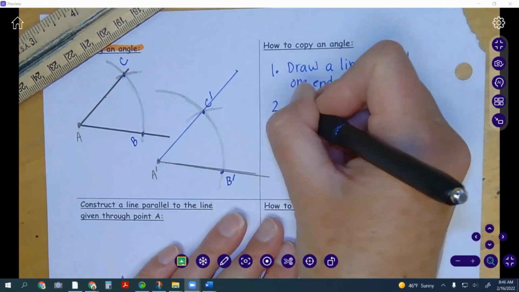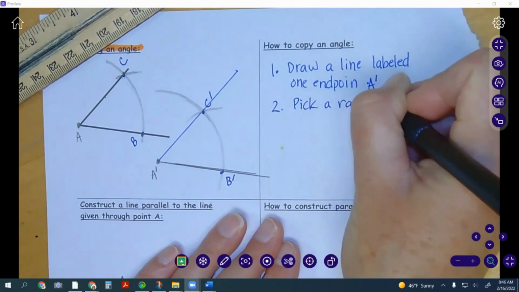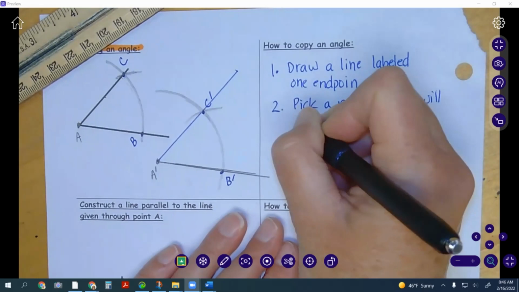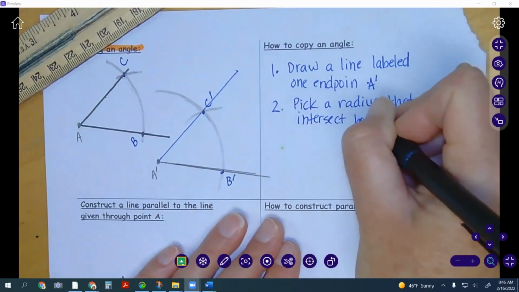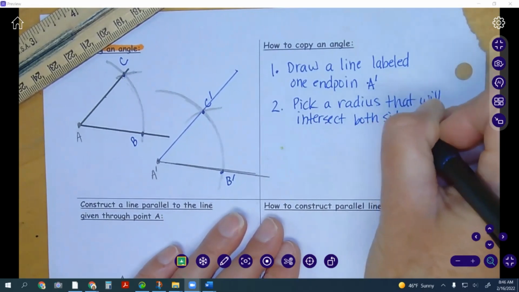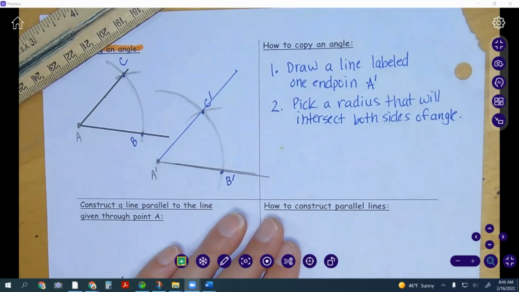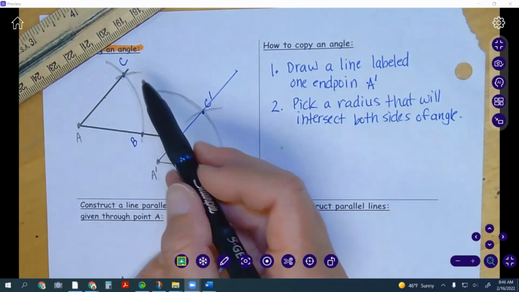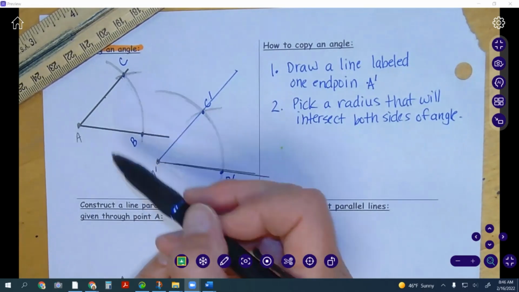Then pick a radius that will intersect both sides of the angle. So again, you want to have it intersect both sides. So you can get these 2 points, your B and your C.